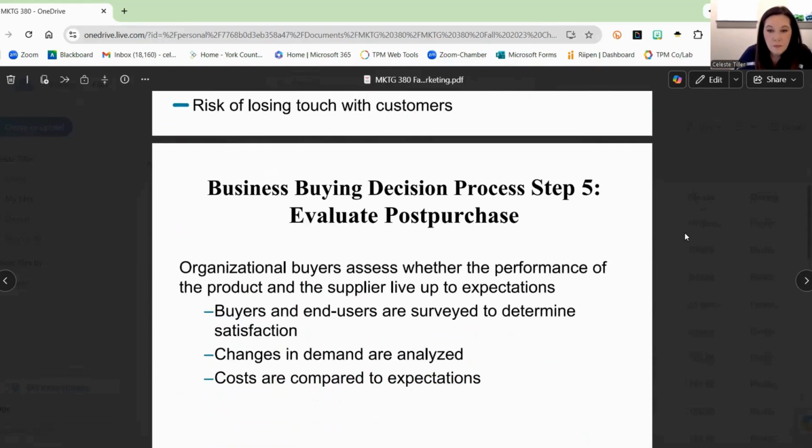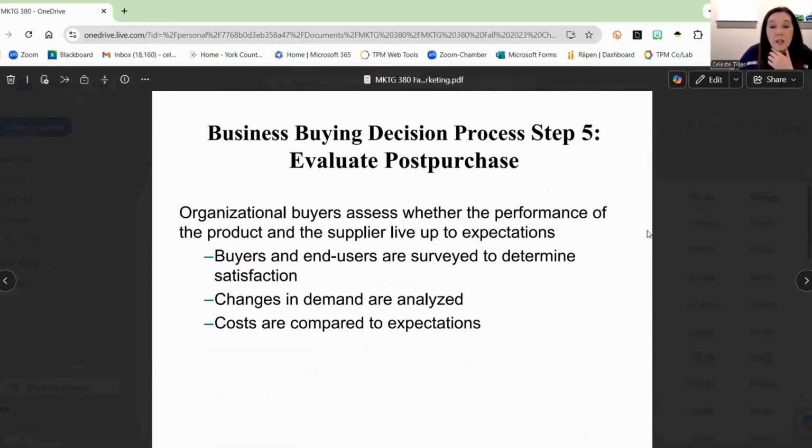Okay. All right, step five, you've got to evaluate the post-purchase, just like we do. You've got to decide if you are satisfied with the product or the service that you purchased. Are you satisfied with the price? If you had an issue, are you satisfied with what the customer service was like? You've got to look and say, what we thought was going to happen in the demand category, has all of that happened the way we wanted it to? And are we going to buy this again? Was the cost that we incurred in line with our expectations?